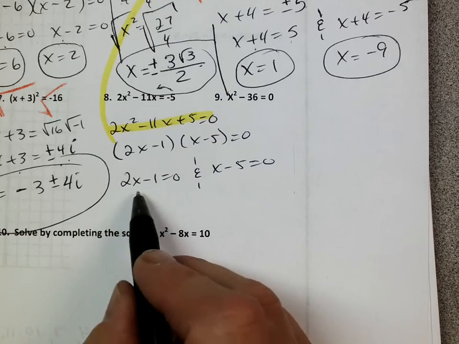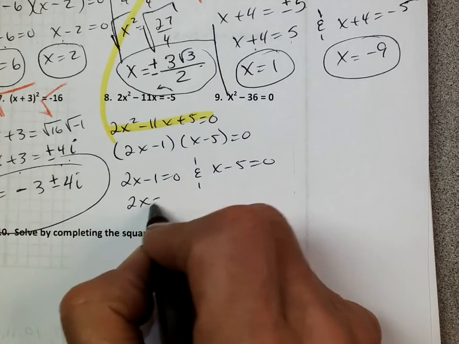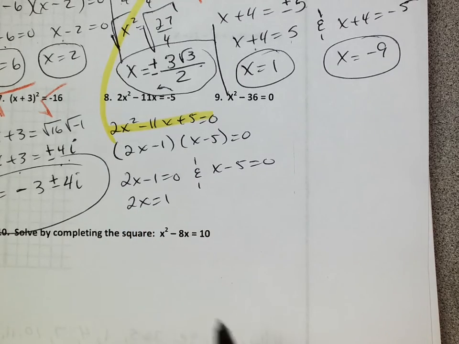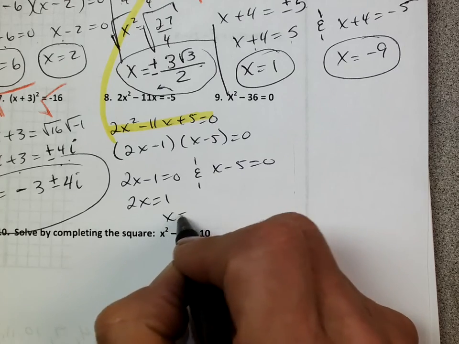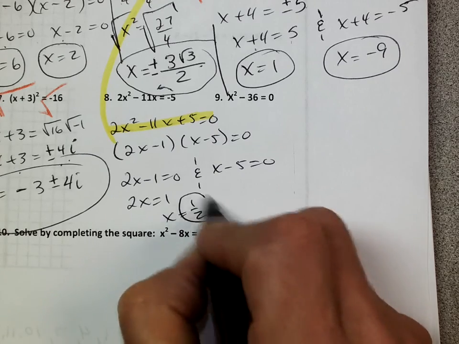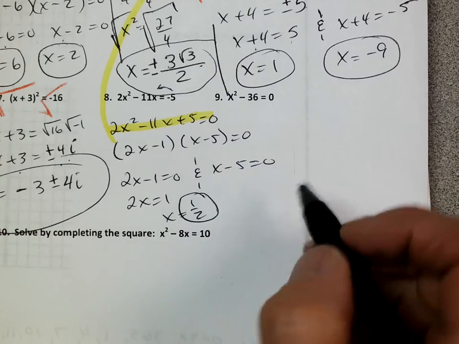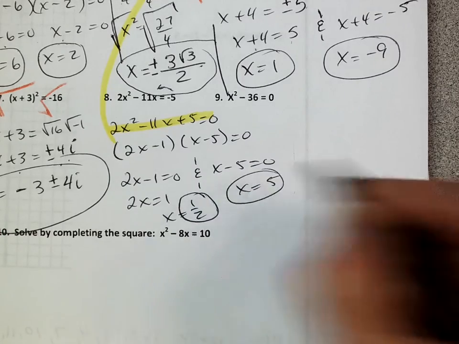So I go plus 1, I get 2x equals 1. Divide by 2, and one answer is 1/2. That's one answer. Good. The other answer is just plus 5, get an answer of 5. Okay.